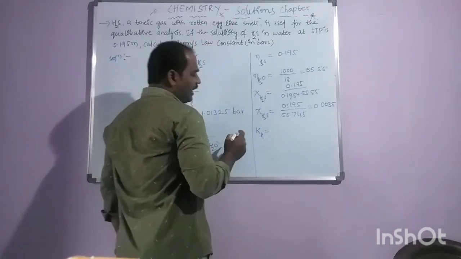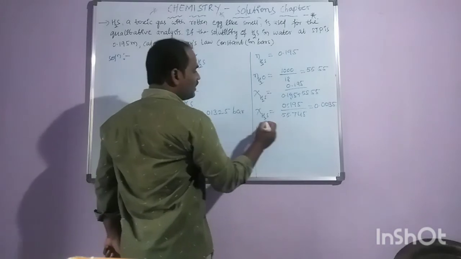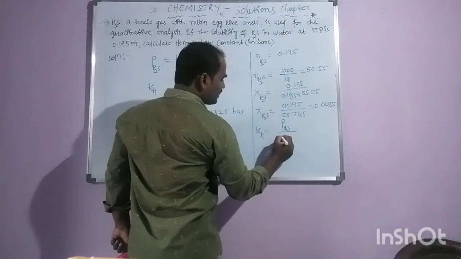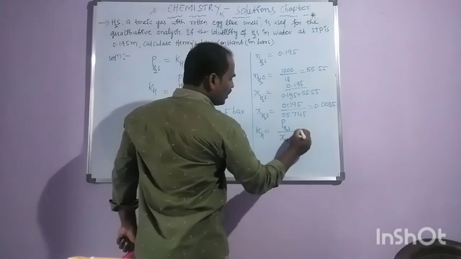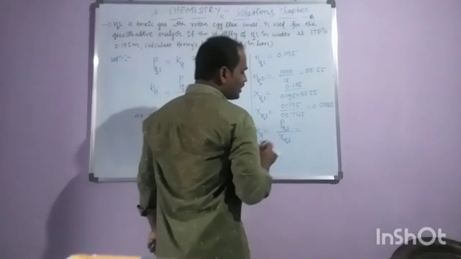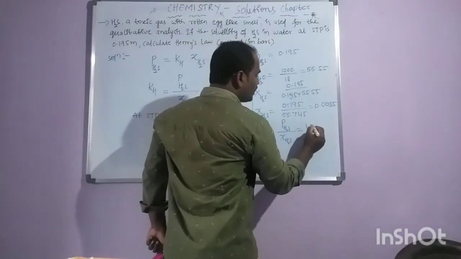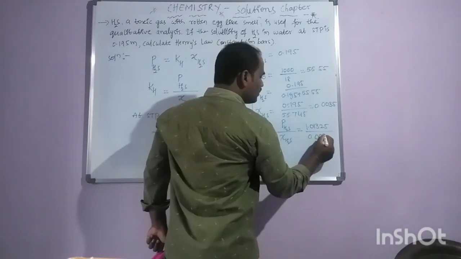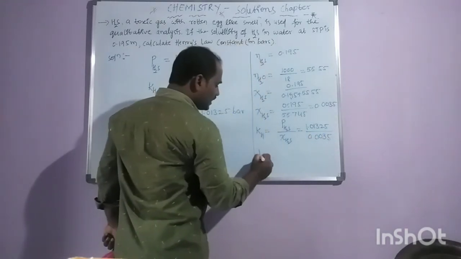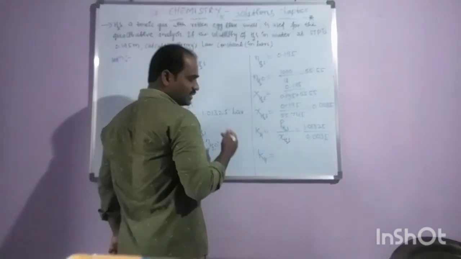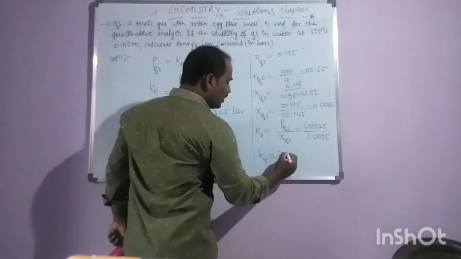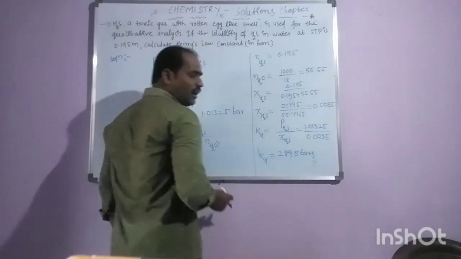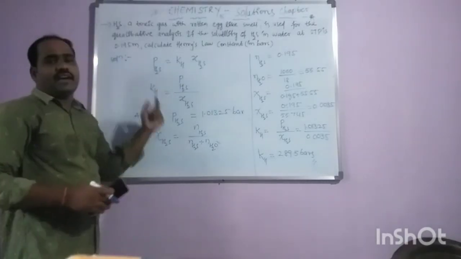From the mole fraction and the partial pressure of the gas, now we can calculate the Henry's law constant. Henry's law constant kH is equal to the partial pressure of the gas divided by the mole fraction of the gas. The partial pressure at STP in bars is 1.01325, divided by 0.0035. On simplification, we get the final answer: Henry's law constant at STP is 289.25 bars.